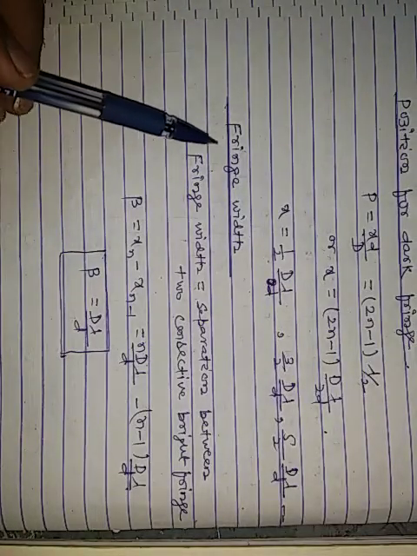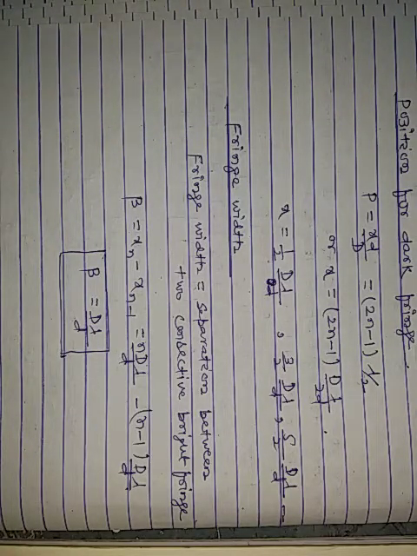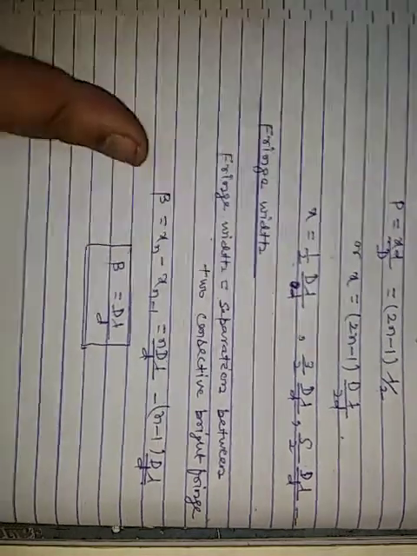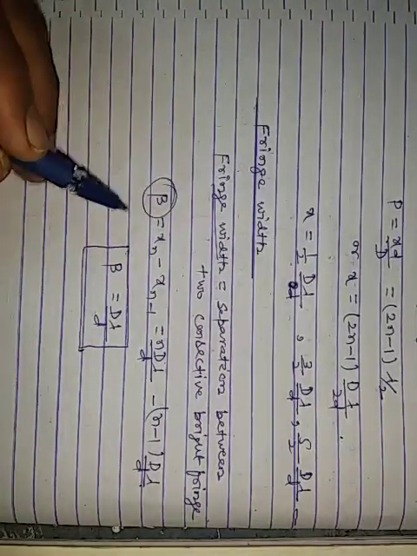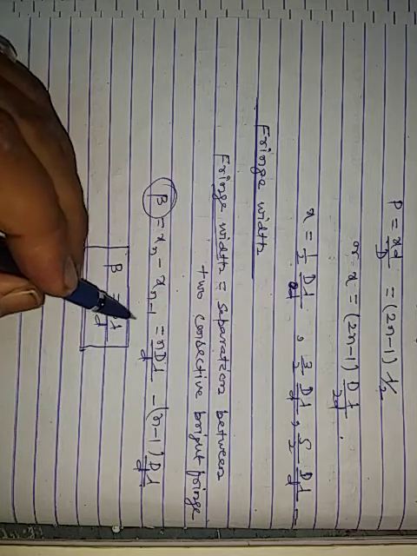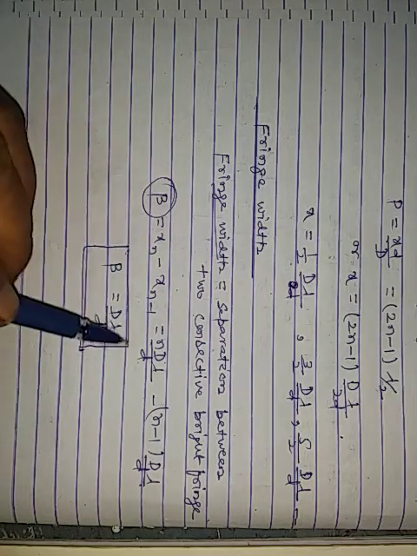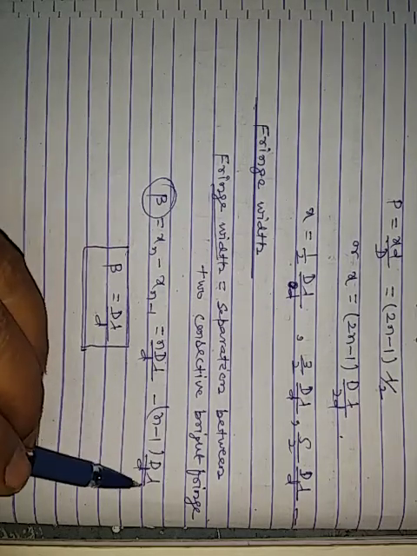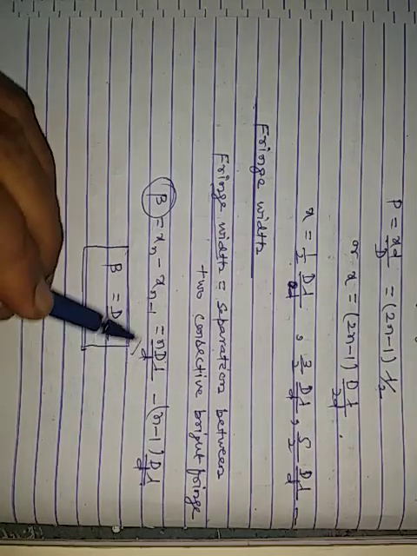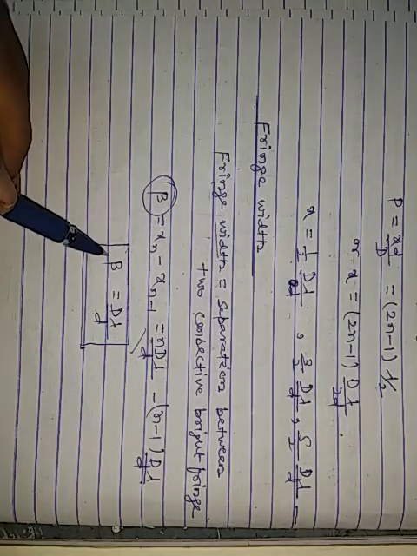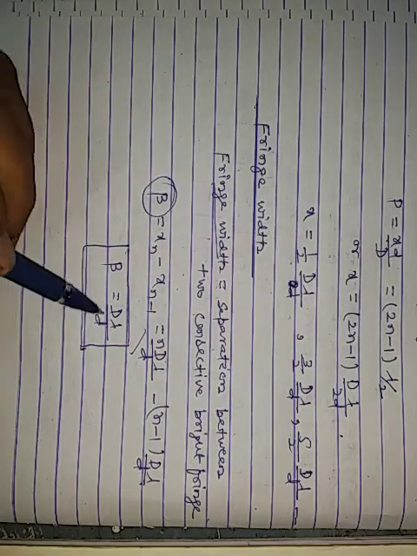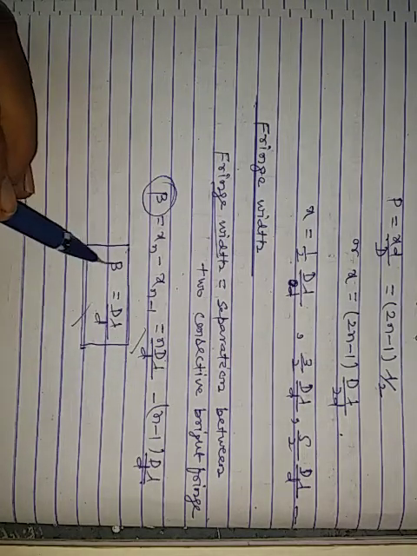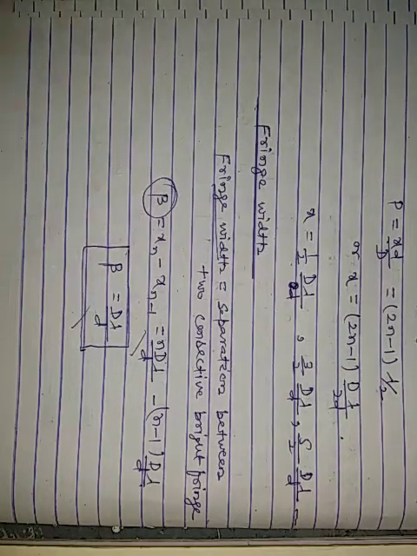Now the fringe width. What is the fringe width? Fringe width is equal to the separation between two consecutive bright fringes. We represent fringe width by beta. Beta is equal to xn minus x(n minus 1). At the place of xn, we write n D lambda by d minus (n minus 1) into D lambda by d, and after simplification, beta, the fringe width, is equal to D lambda by d, where beta represents fringe width, and D is the separation between the source and the screen.